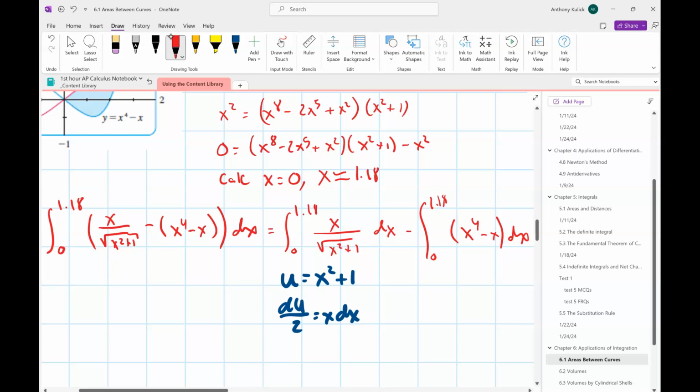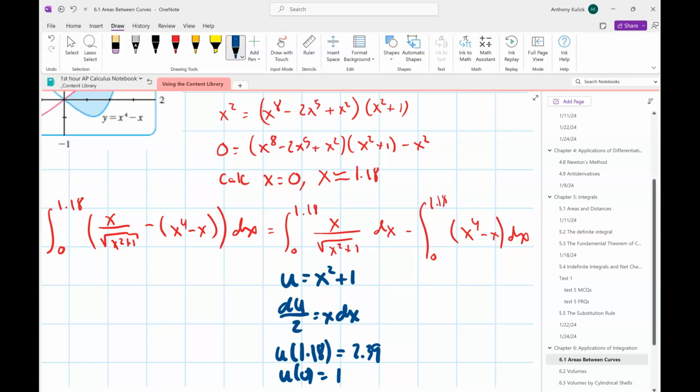So for that first piece, our choice for u should be x squared plus 1. Then we get that du over 2 is going to be x dx. And then I'm going to redo the bounds. Is everybody okay with that?